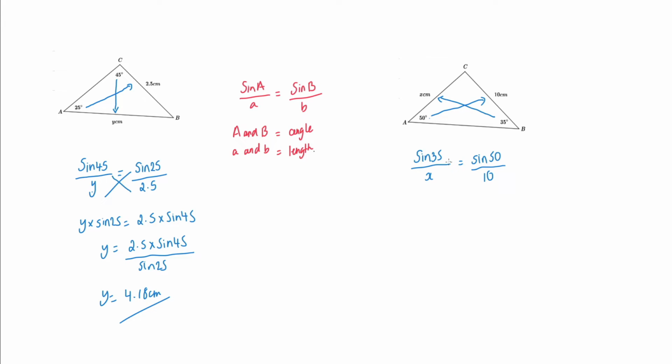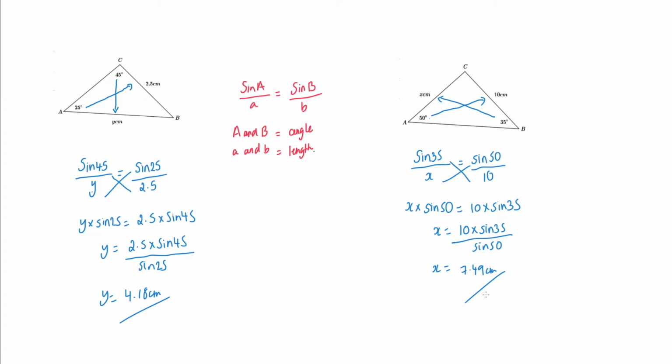All we do now is cross multiply. So x times sine 50 equals 10 times sine 35. Because you want to find x by itself, you say 10 times sine 35 divided by sine 50. Again, putting that in the calculator, that's 10 times sine 35, then divided by sine 50. The answer for that would be 7.49 centimeters. And that's how you use the sine rule to find the length.